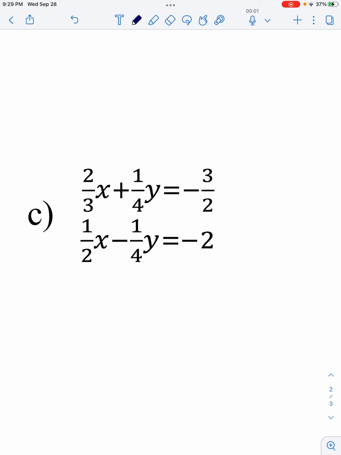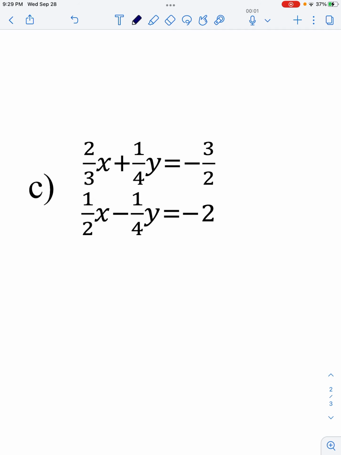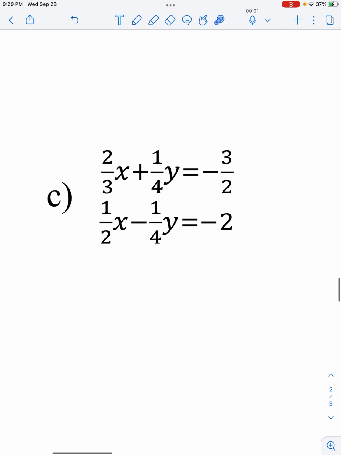Oh, man. Ugh. Well, it looks kind of gross at first. We've got all these fractions here, until you realize, looking at the y's, my positive 1/4 y and my negative 1/4 y are already opposites. That means that when I add these two equations, they'll just cancel. I don't have to do any multiplying at the beginning. So let's just go ahead and add them together right at the beginning.